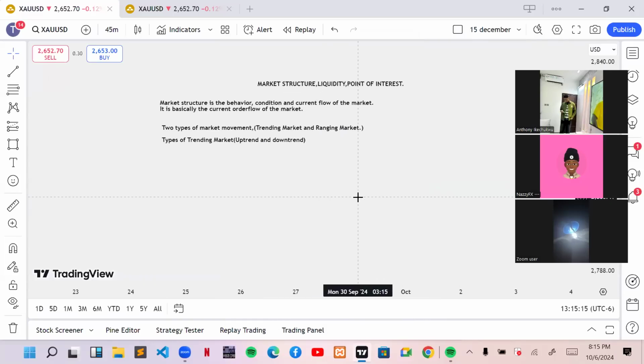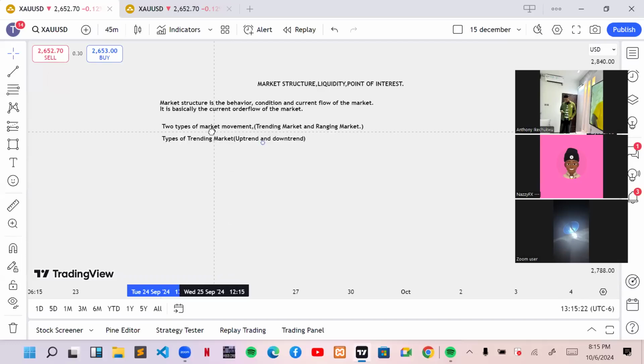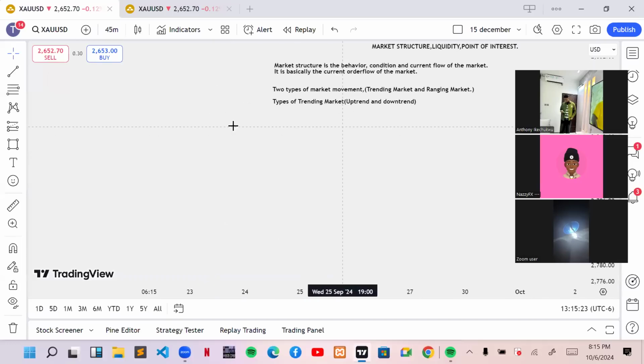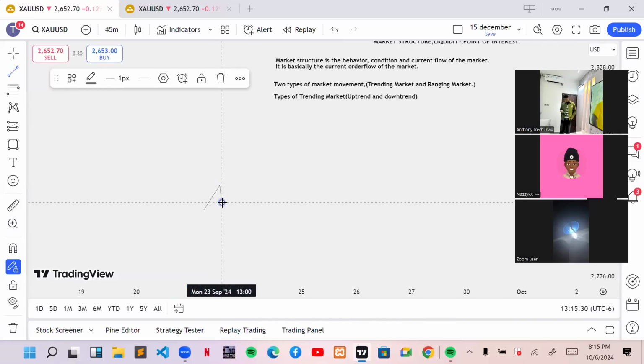What I mean by an uptrend is when market is making a series of higher highs and higher lows. In this scenario, market is making higher highs and then higher lows, higher highs and then higher lows. This is what it means for market to be on an uptrend.